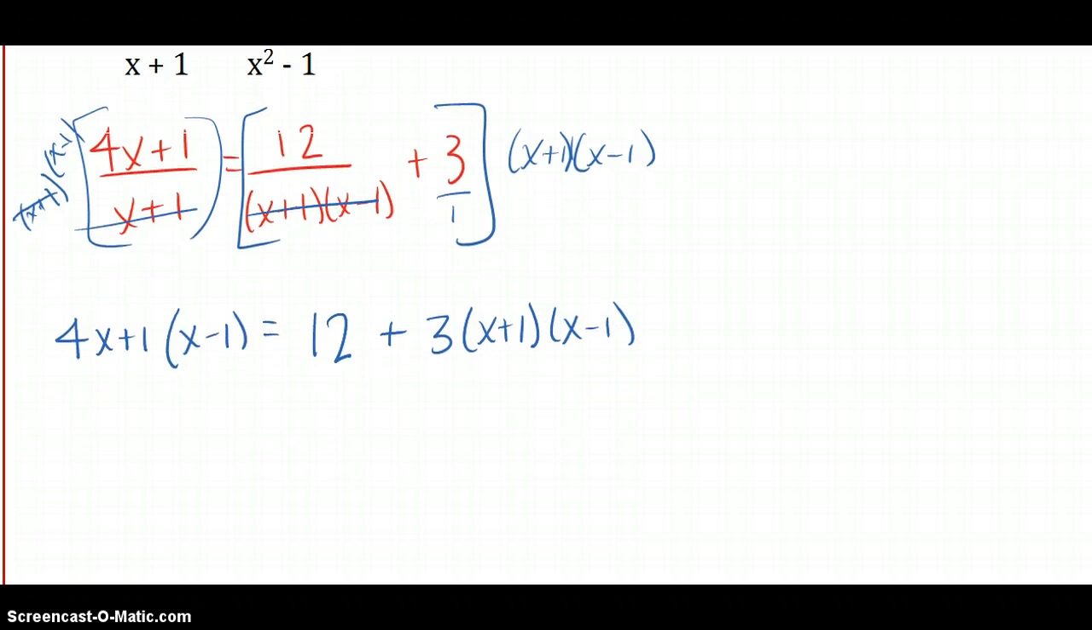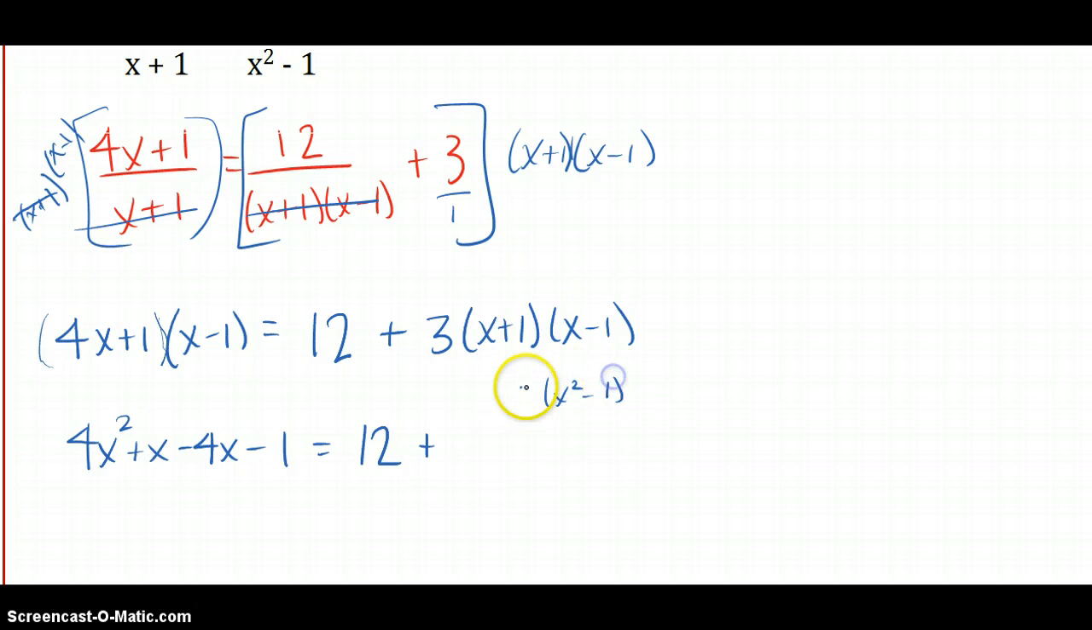So your next step in solving all this is FOILing and distributing and all that good stuff. So over here we're going to FOIL these two binomials. So I have 4x squared plus x minus 4x minus 1 equals 12 plus, if I FOIL this out, it's going to be x squared minus 1, and 3 times all that, so I'm going to distribute my 3 right away, so I have 3x squared minus 3.